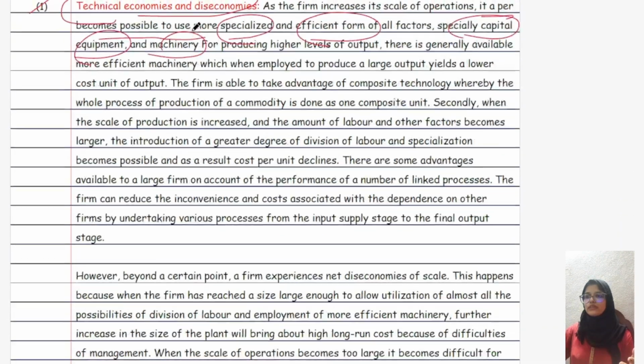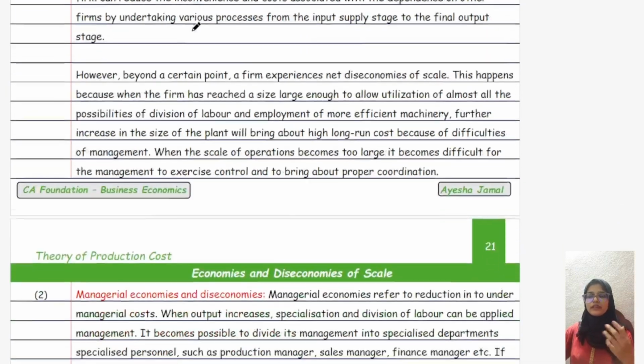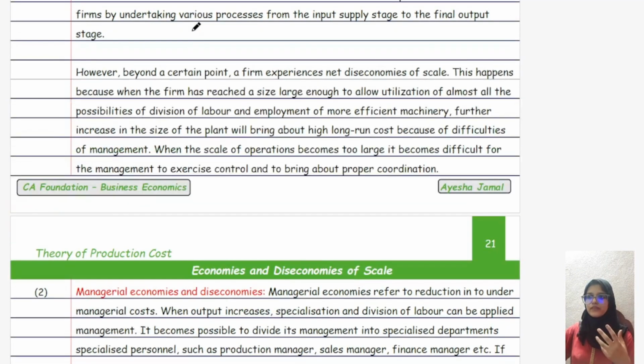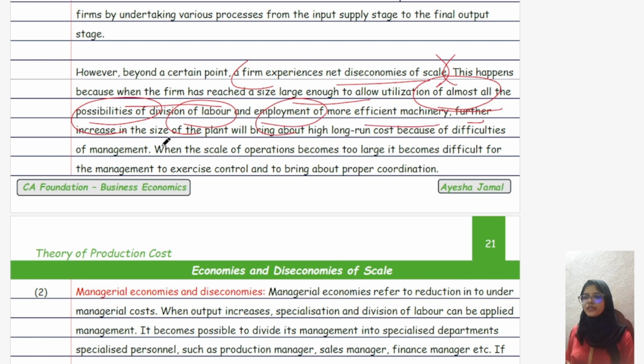And what are the diseconomies related to this? What are the disadvantages relating to this? A firm experiences net diseconomies of scale. Why? This happens because when the firm has reached a size large enough to allow utilization of almost all the possibilities of division of labor and employment of more efficient machinery, a further increase in the size of the plant will bring higher long run cost because of difficulties of management.